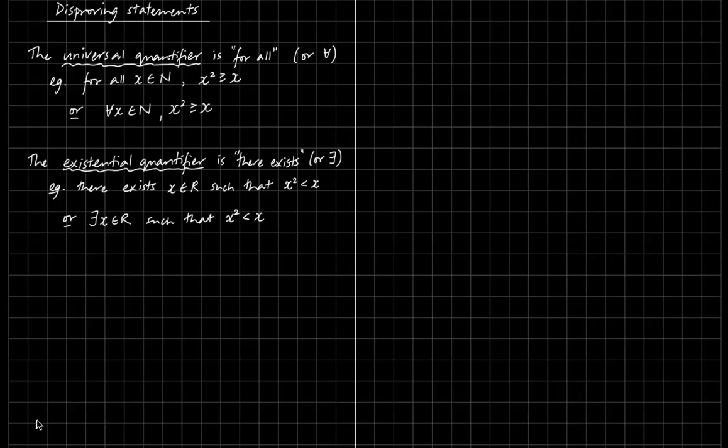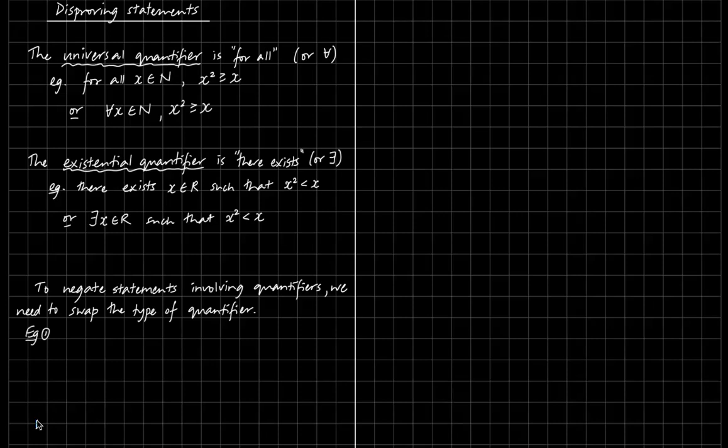Alright, so having defined those two types of quantifiers, now I want us to think about what we might need to do to negate a statement which involves one of these quantifiers. Now I'm going to go through this, and if you need to pause the video to think about the statements I'm making, then do that. So we need to swap the type of quantifier that we're using if we're negating a statement. In other words, if we're trying to negate a for all statement, we need to negate that with an existential quantifier. So here's the first example.